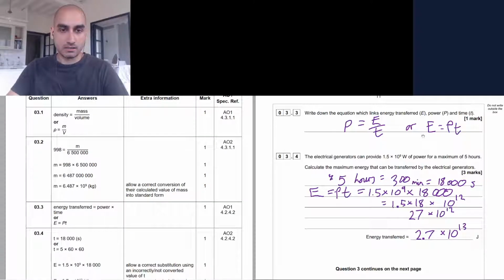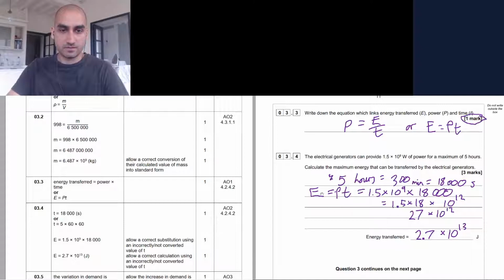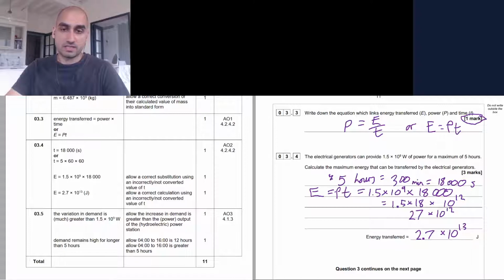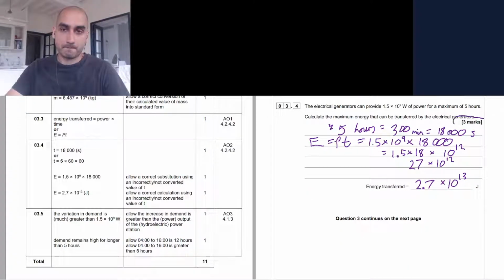Okay, P equals PT. Yeah, I said that. Do they not give a mark for P equals E over T? I don't know, but I wrote E equals PT. Right, 2.7 times 10 to the 13, yep.